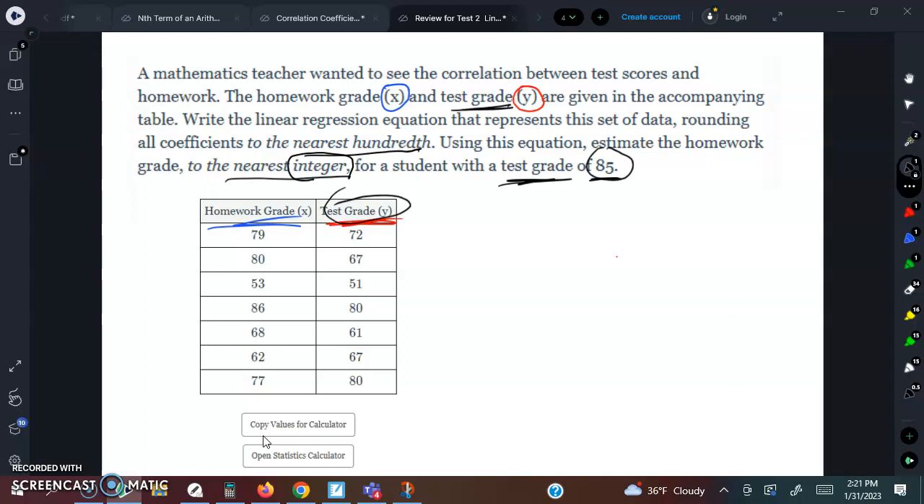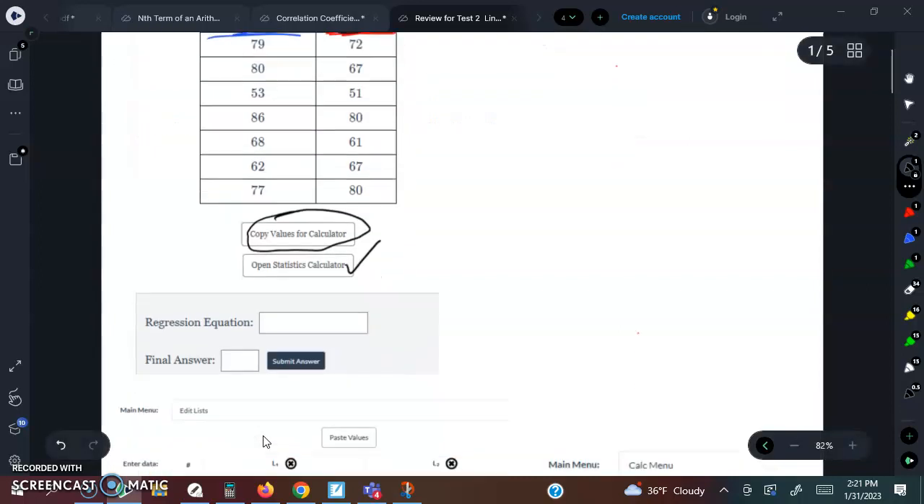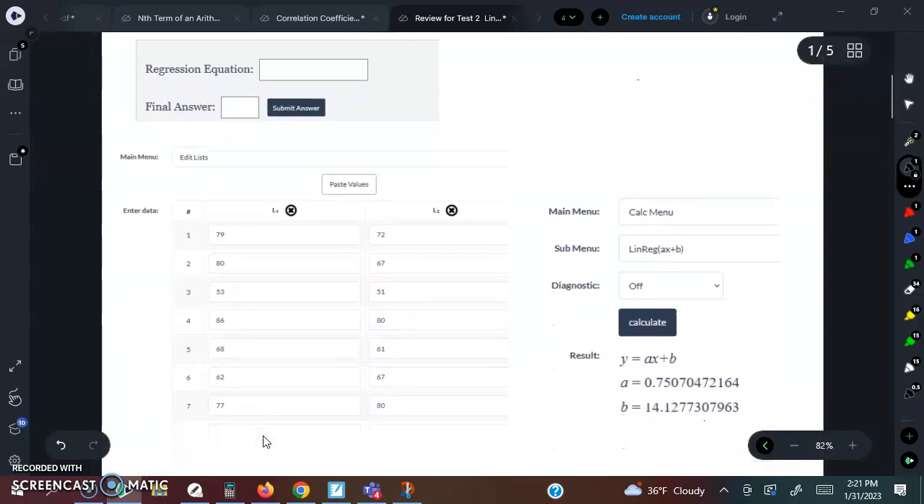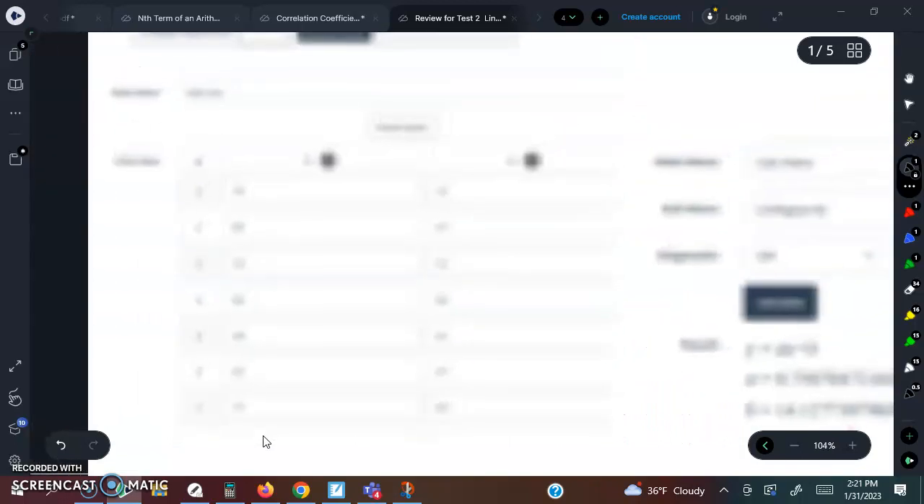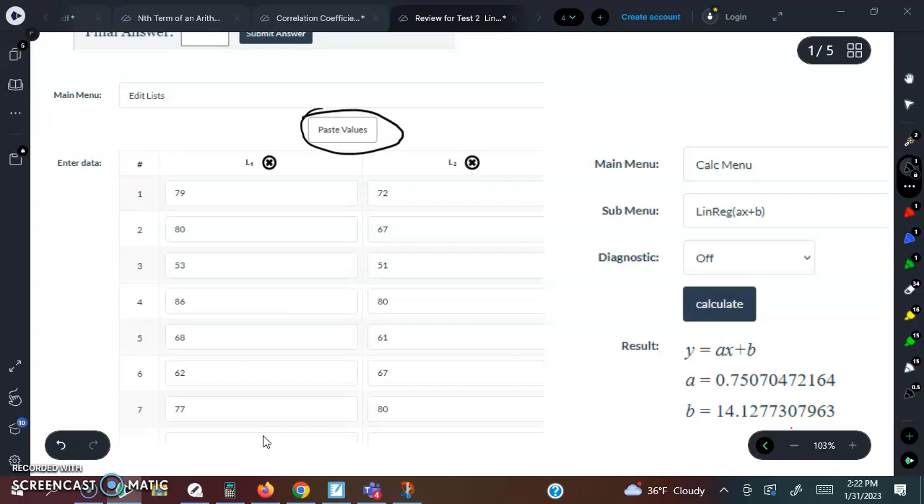So what you're going to do is you're going to click here where it says copy values for the calculator, and then click here to open up the statistics calculator. Once that happens, it'll open up this right here, right? And then you'll hit paste values, and it'll put the numbers that you've copied into the calculator.